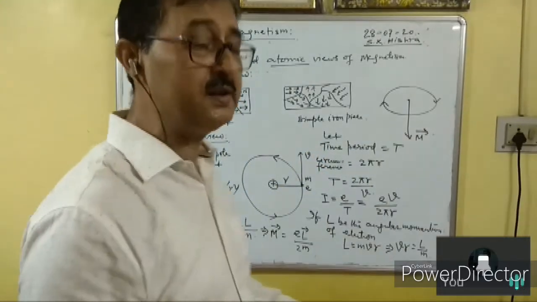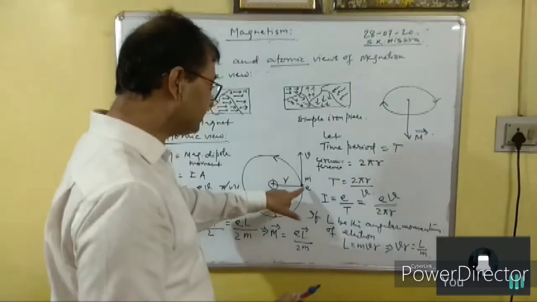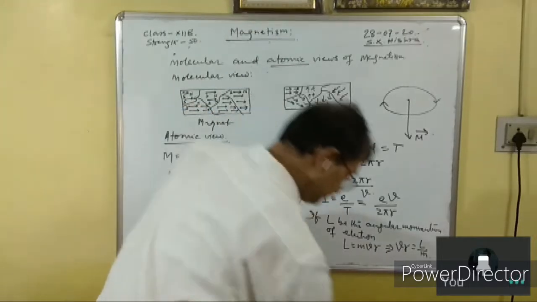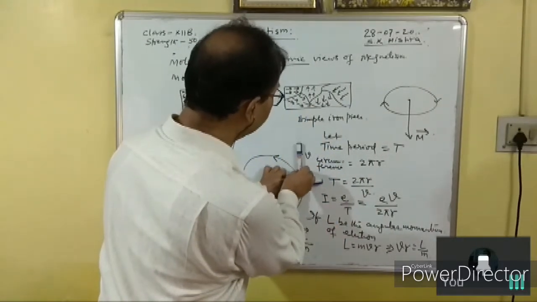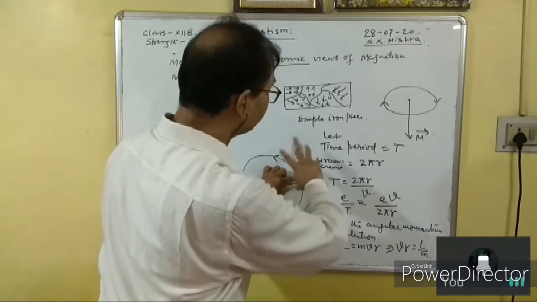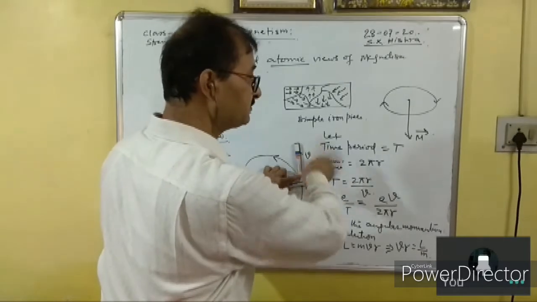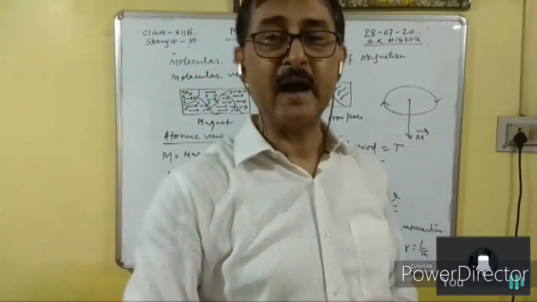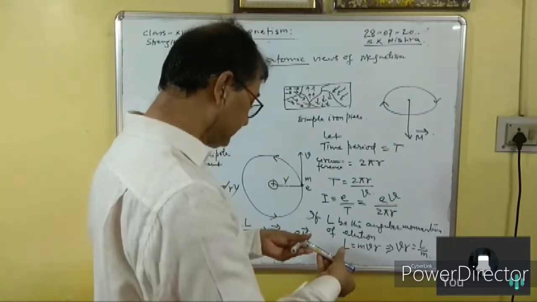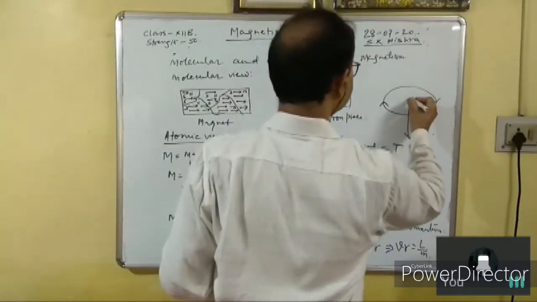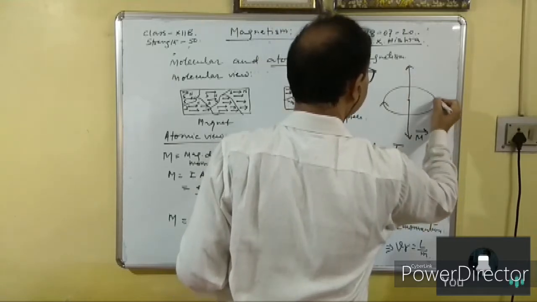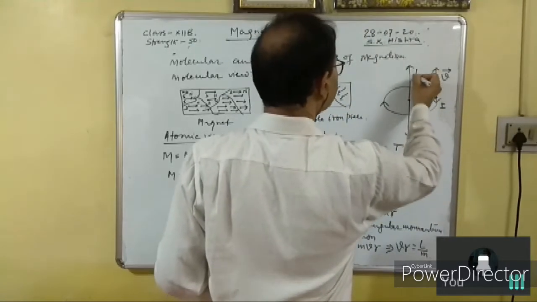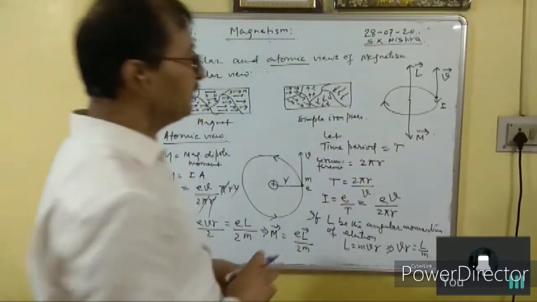Now let us replace v into r, so M is equal to e, and then L divided by 2m. Now what does this m stand for? Small m is the mass of the electron, and this capital M is the magnetic dipole moment. Remember, in physics, symbols have their usual meaning. So M for magnetic dipole moment, m for mass of the electron, L for angular momentum of the revolving electron, e for electronic charge. And you know, magnetic dipole moment is a vector quantity, and L is also a vector quantity.